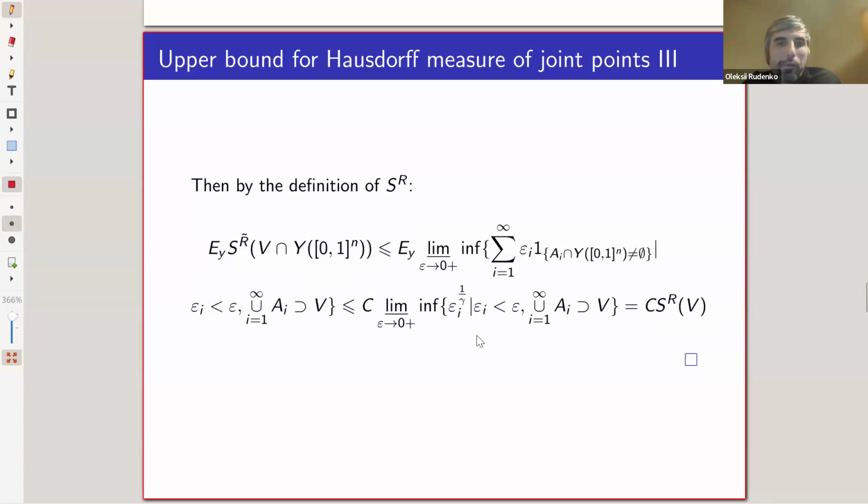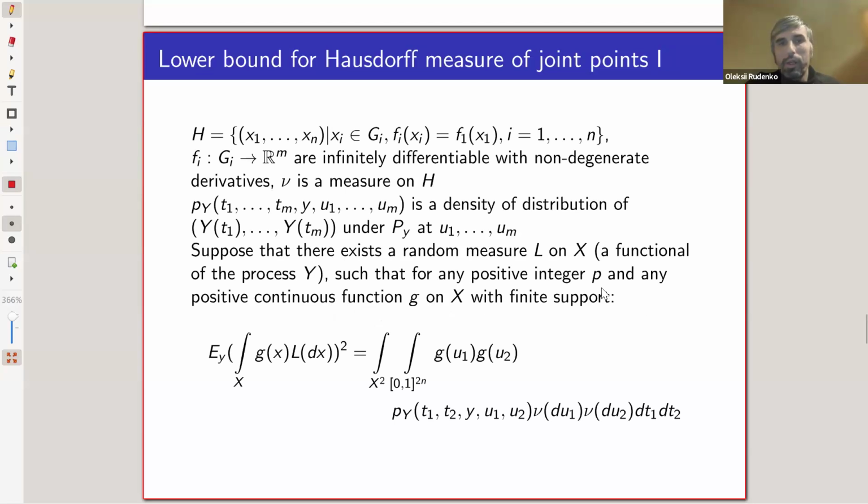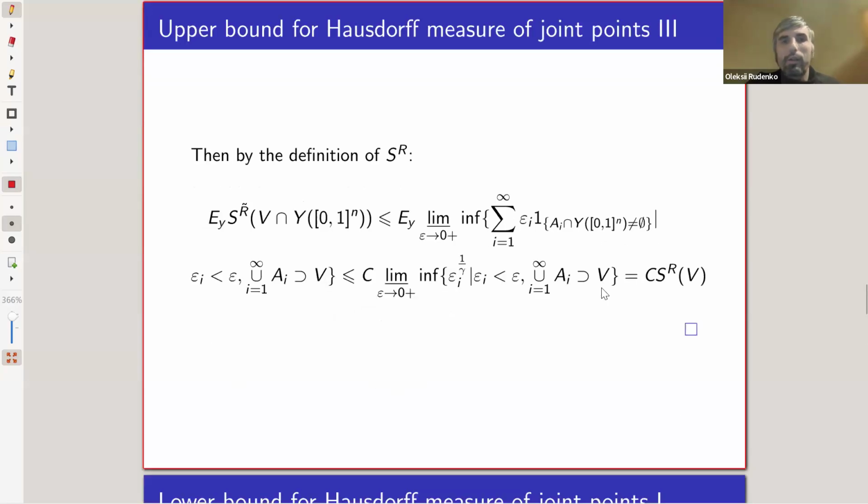So this is the first theorem that allows me to say something about Hausdorff measure, when the Hausdorff measure is finite under some condition. And so the next thing I want to do is to give some conditions under which this Hausdorff measure will be infinite. So, estimating in a different direction.